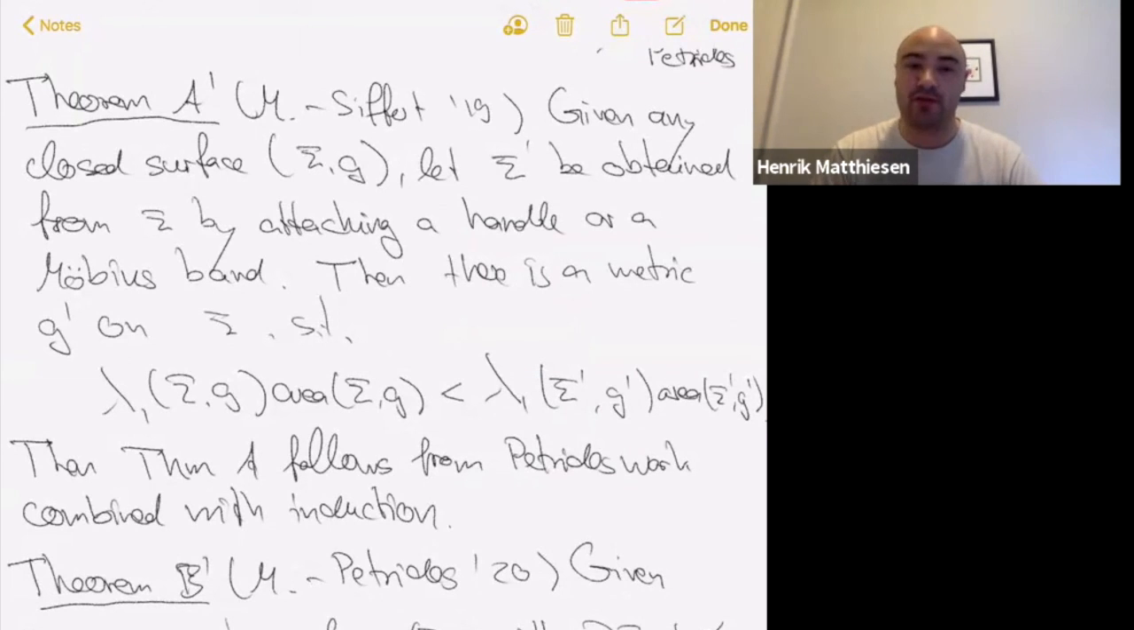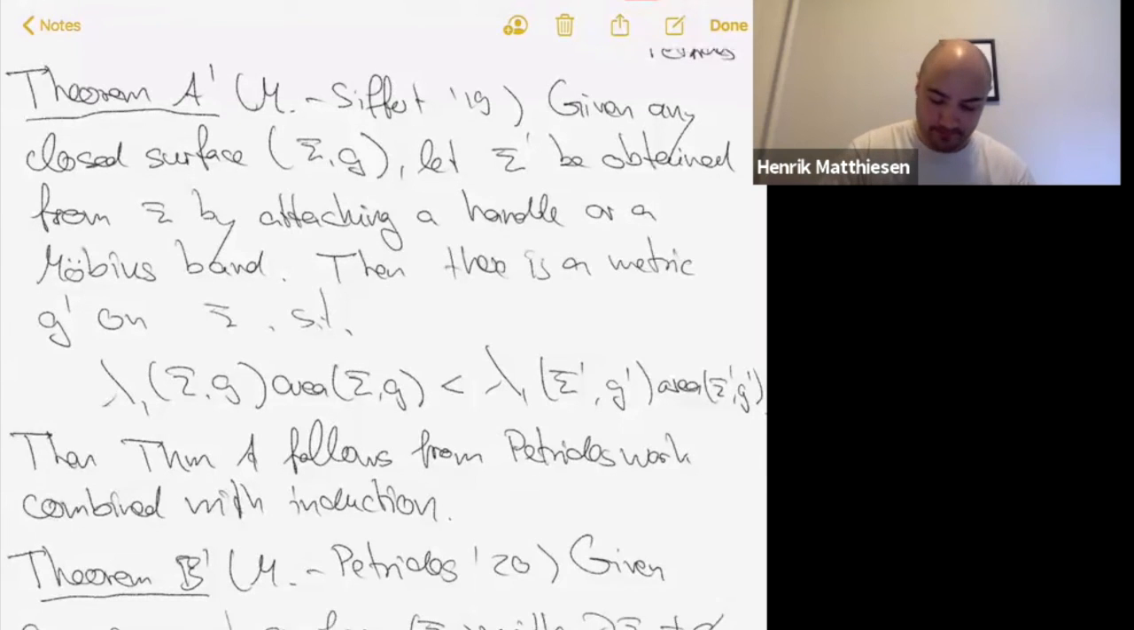It doesn't work the other way around. You can't go from theorem A prime to theorem B prime, using the techniques developed at that point. They were just not sufficient to get theorem B prime. Maybe I'll try to emphasize later a bit why that's the case. But now there should be a unified picture for all of this.